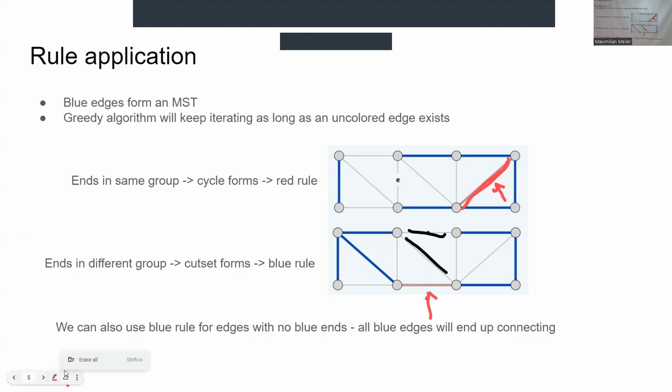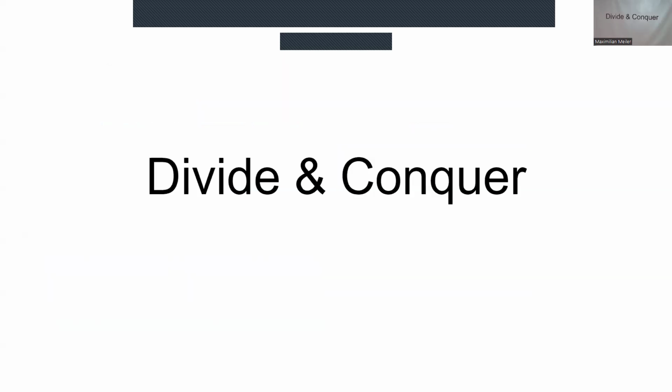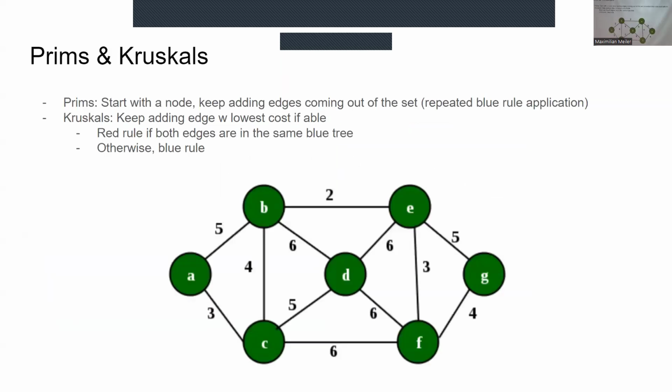And then there are some little details too, like if an edge has no blue ends, you can just apply the blue rule, and because of the way the rules work, all the blue edges will end up connecting, because for every cut set there will exist a certain blue edge. So basically, it'll work. And that leads us to the two algorithms that we actually discussed.